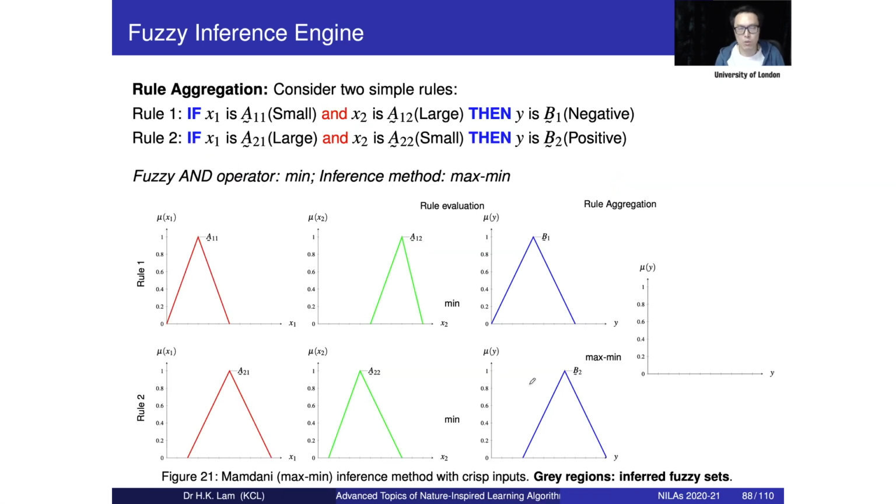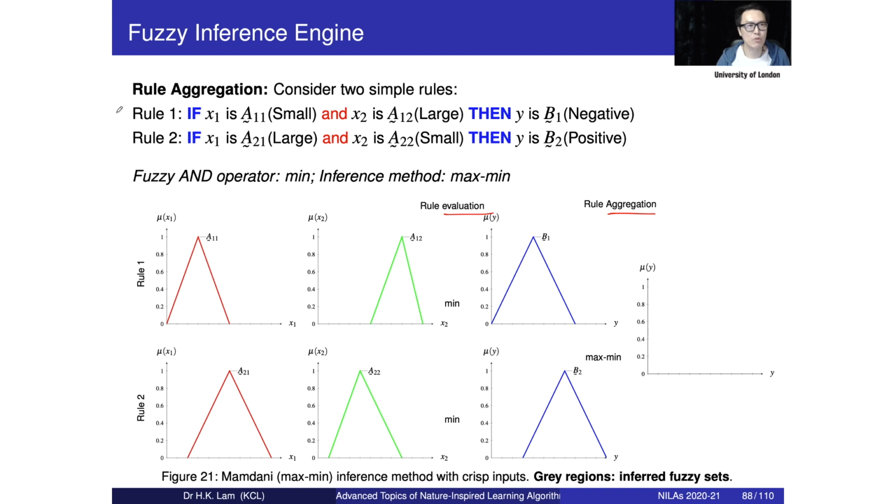Okay, now we are going to look at a bigger picture. How do we put everything together from the fuzzifier, from the rule base, as well as from the fuzzy inference engine during the rule evaluation as well as the rule aggregation?